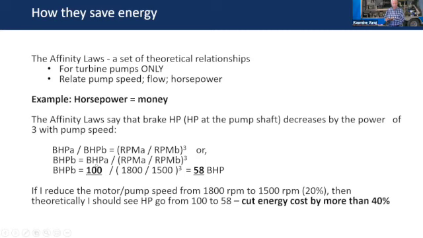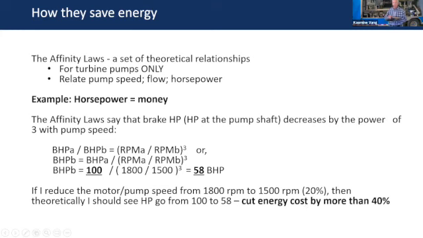So brake horsepower equals brake horsepower A divided by the RPMs difference, A to B. So A would be maybe full speed, say 1800 RPMs. Let's say our brake horsepower is 100 horsepower. I got 1800 RPMs at full speed on a pump. I slow it 20% to 1500 RPMs. The difference is, it's not a straight line savings. It's the difference between these two cubed divided into the original horsepower, which would be equivalent to about 58 horsepower. So I slowed the speed 20%, but I decreased the horsepower by 42% in this example, over 40%.